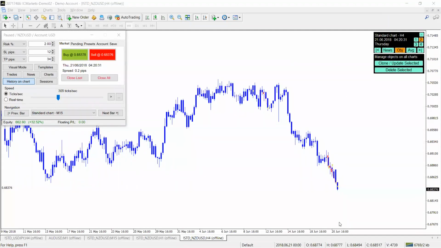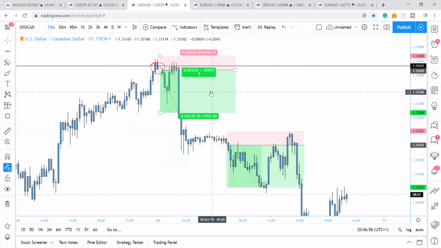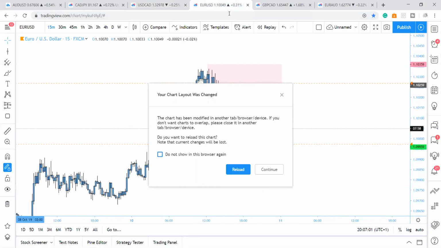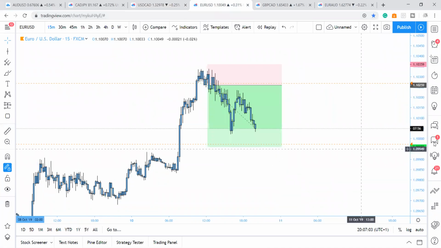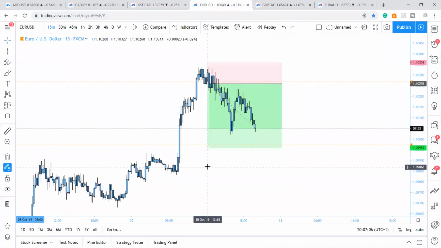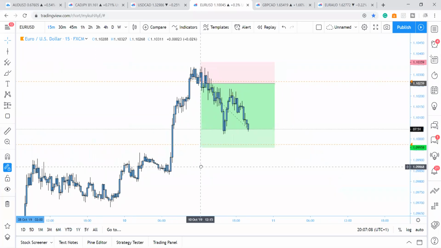Wish me luck for EU because hopefully if we smash this, then we make it 5 out of 5 today. And if we don't, then we just break even. So fingers crossed for me.